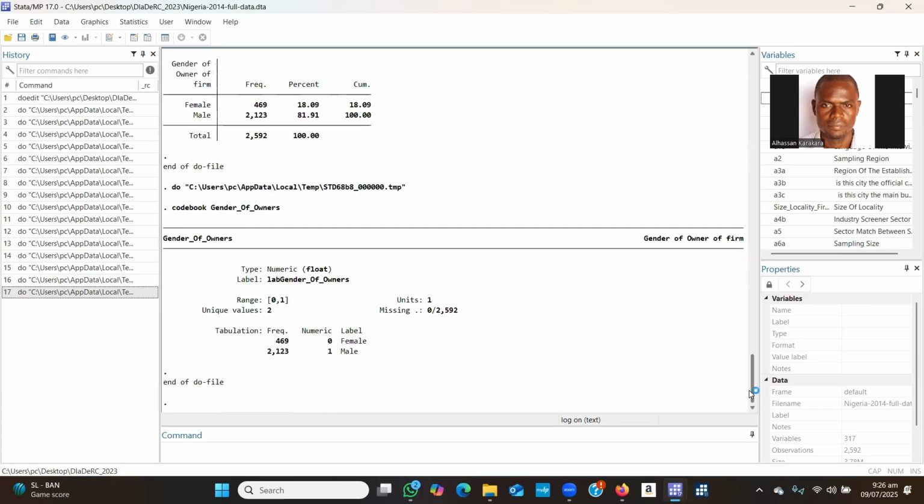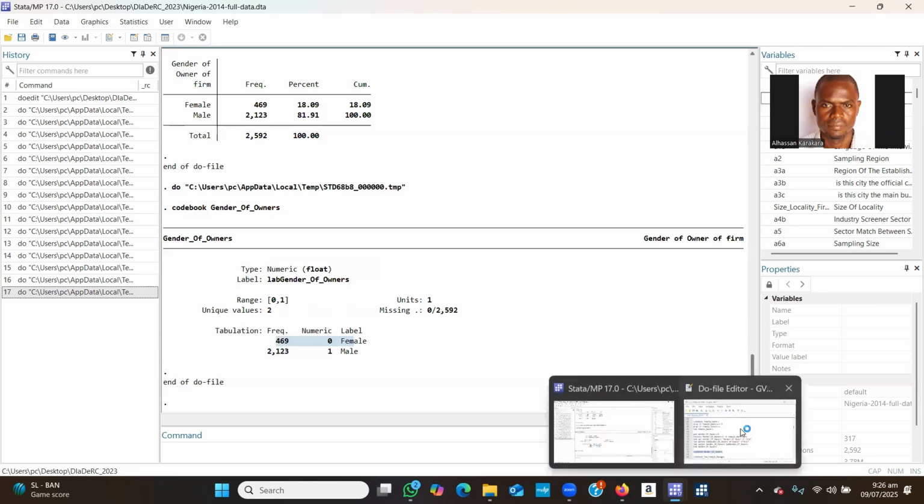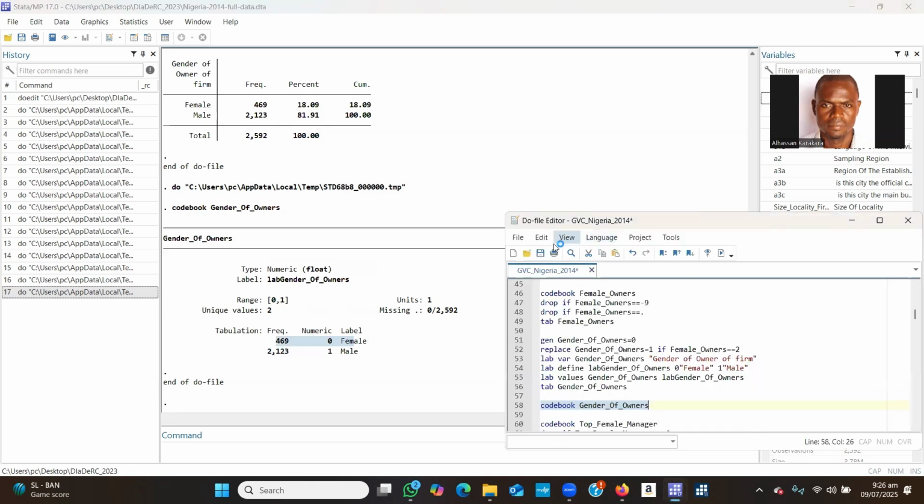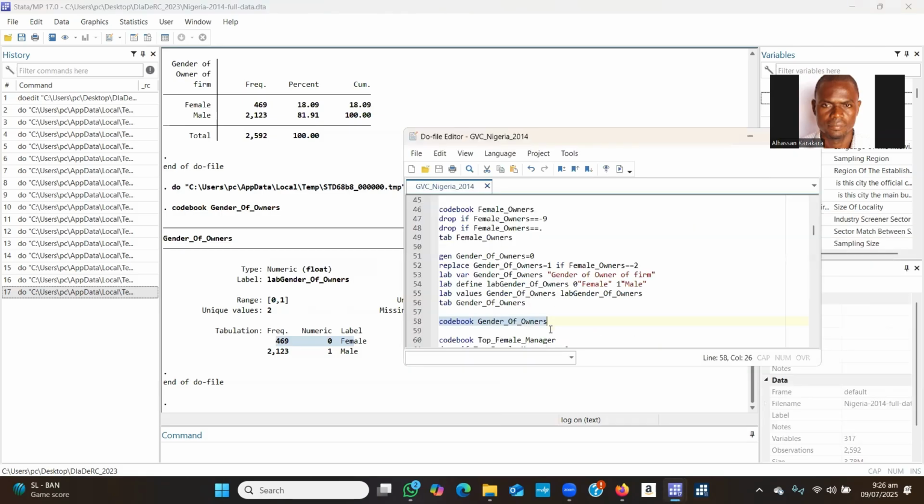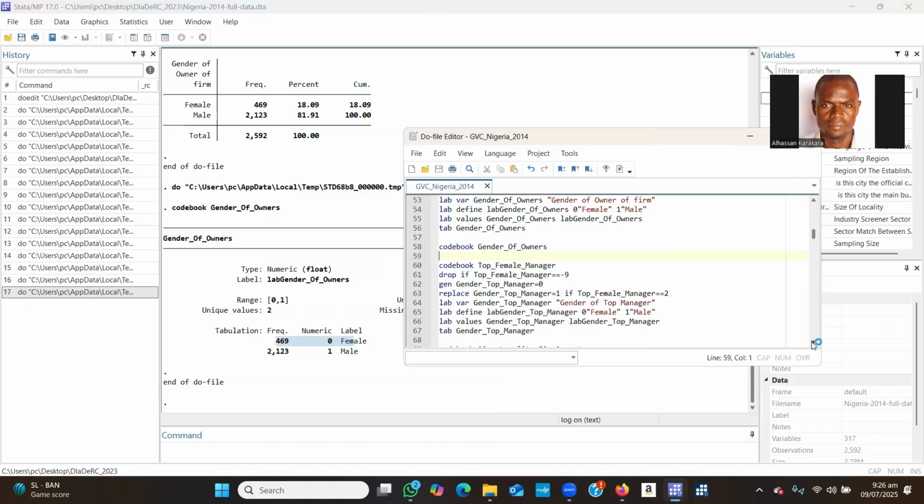But what we have done here is that we are making female the base category, and that is 0. So when you run the regression, STATA will have to take this out. Then you now compare male owners to female owners. You can change the base category at any time you want. But if you don't change it, STATA would automatically use the category that has the highest frequency. And that could be male in this case.